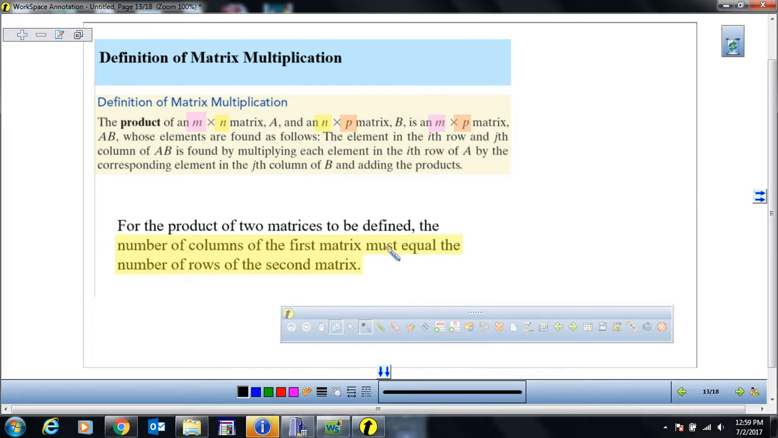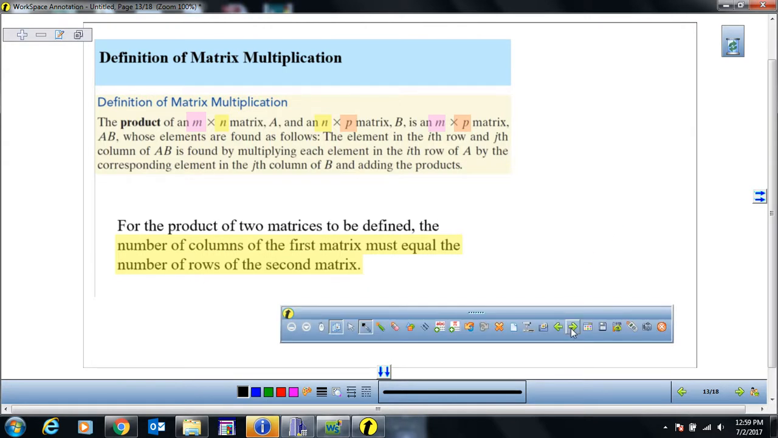So let me give you an example. If I want to find an element on my new matrix, let's say from the first row, first column, what I need to do is multiply the first row of the first matrix times the first column of the second matrix. Now, let's say I want to find the value of an element that is located in the third row, second column. Then I need to multiply the third row of my first matrix times the second column of my second matrix. And you're going to do that until all the elements are filled in on that new matrix that you created.